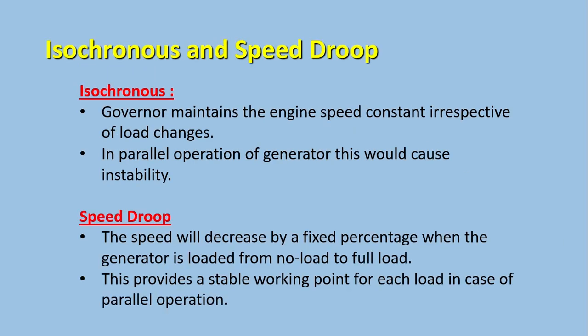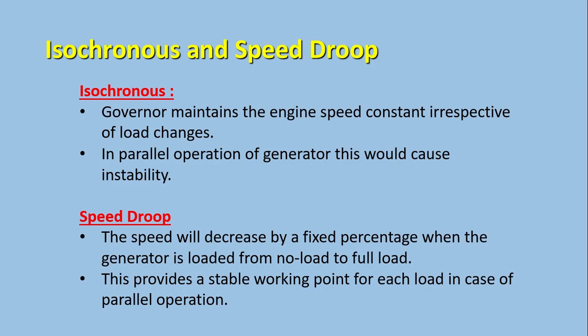Then the isochronous governor. The isochronous governor maintains the engine speed constant irrespective of load change. Even if the load changes, in this isochronous governor the speed remains constant all the time. For this reason, in parallel operation of generators, an isochronous governor may cause instability.